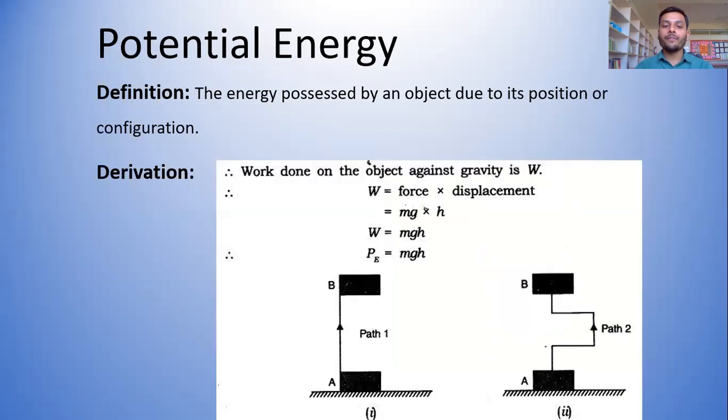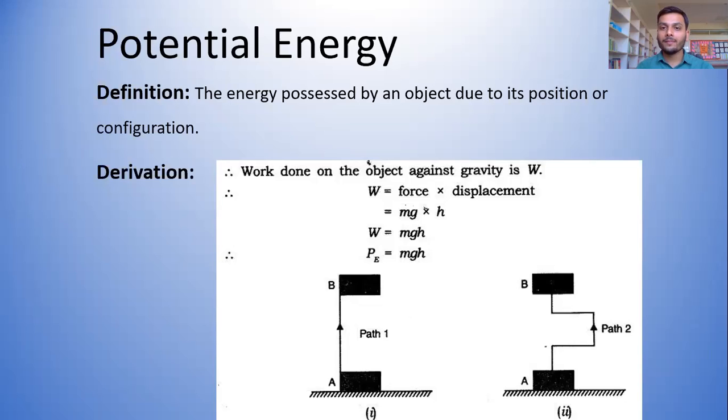Now let us discuss the definition of potential energy. What do we mean by potential energy actually? So the energy possessed by an object due to its position or configuration is called as potential energy. Let us discuss the derivation for potential energy. As we know, work is written as force multiplied by displacement.